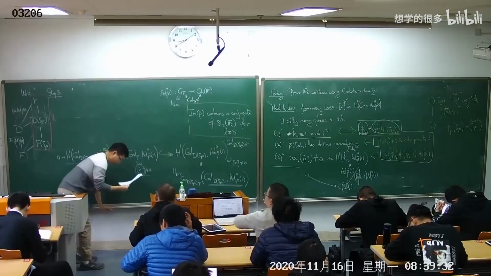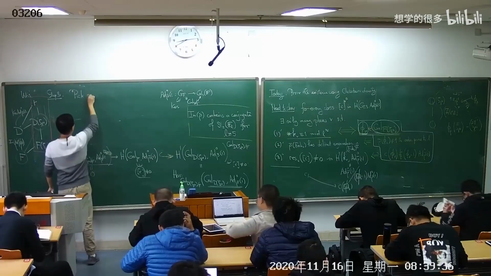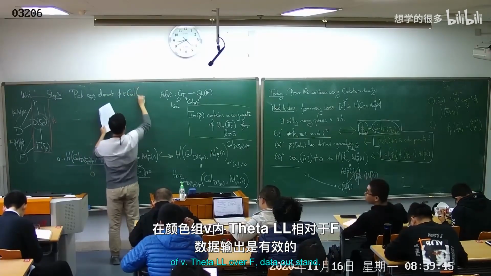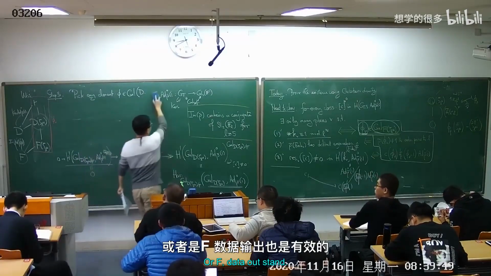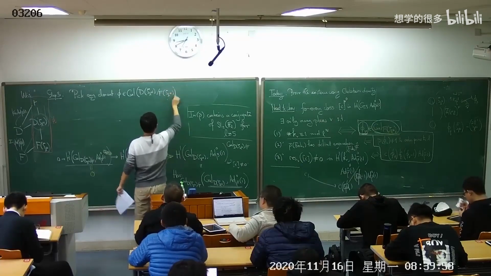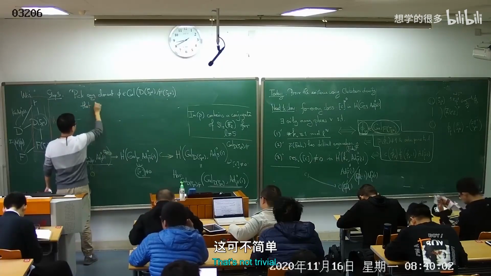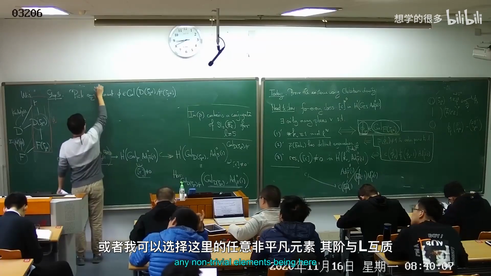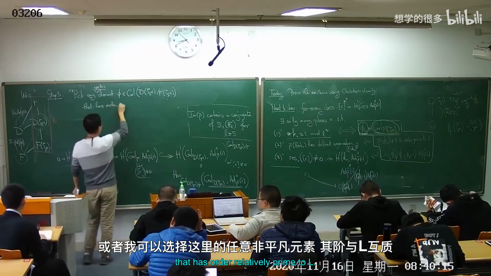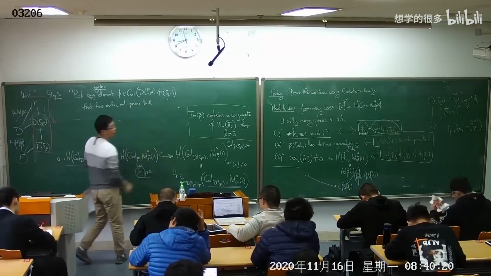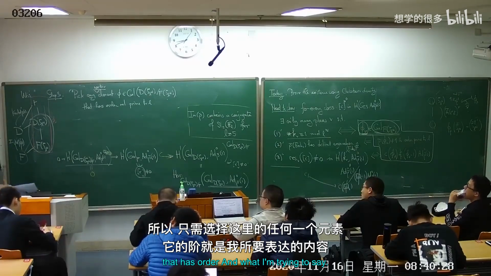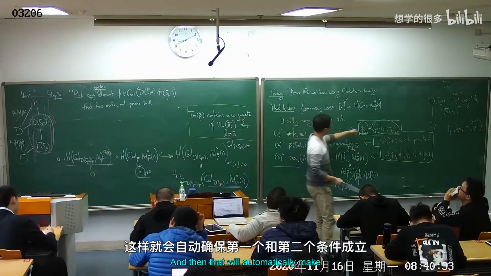So in fact, I will just pick practically any element phi inside the Galois group of F(zeta_{L^n}) over F(zeta_L)... that is non-trivial, or maybe I just pick any non-trivial element in here that has order relatively prime to L. So just pick any element in here that has order relatively prime to L. And then that will automatically make sure the first and the second conditions hold.